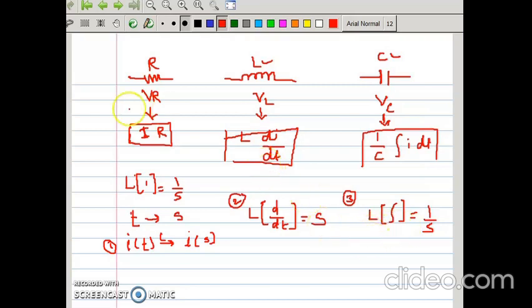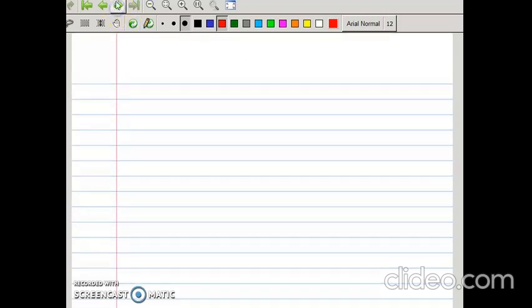The first three formulas are for the voltage drop, right? And the last three formulas are Laplace transform. These six formulas we require to solve the examples. Okay, let's start the first numerical.